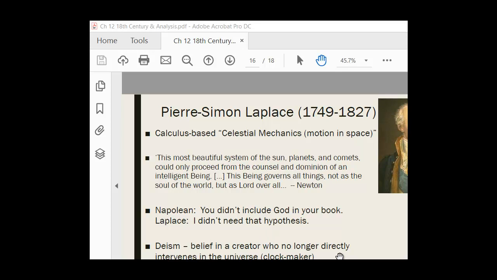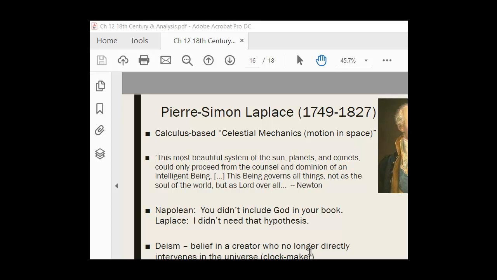Now, during this time period, especially in France, this religious, philosophical belief called deism is coming around. Deists believe in a creator, but that he no longer directly intervenes in the universe. And so the thing to keep in mind is a clockmaker. He makes a clock, he winds it up, and then he goes wandering off, and the clock goes tick-tick by itself.